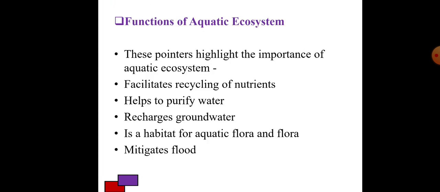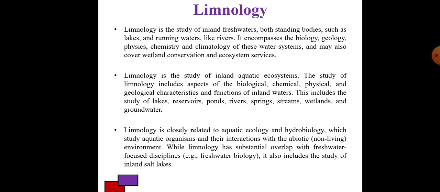Then the next topic is functions of aquatic ecosystem. So this pointer highlights the importance of aquatic ecosystem. There are various functions of aquatic ecosystem, that is it facilitates recycling of nutrients. So recycling of nutrients is the main function of aquatic ecosystem. Then they help to purify water, then recharge groundwater, then are a habitat for aquatic flora and fauna. Then they mitigate floods. These are some main functions of aquatic ecosystem.